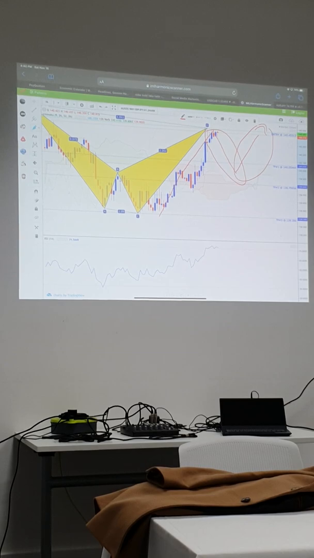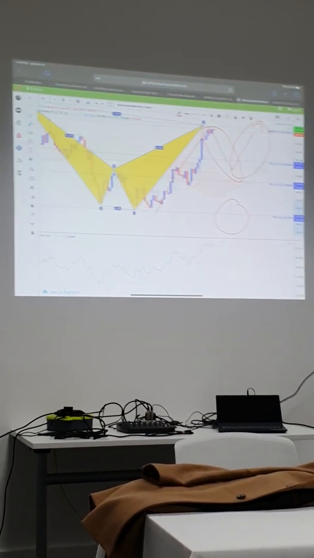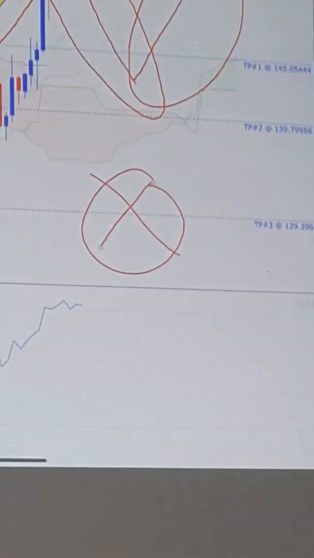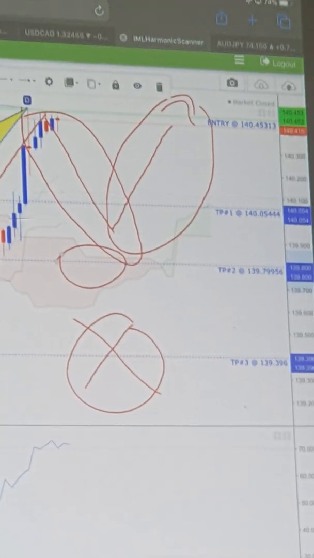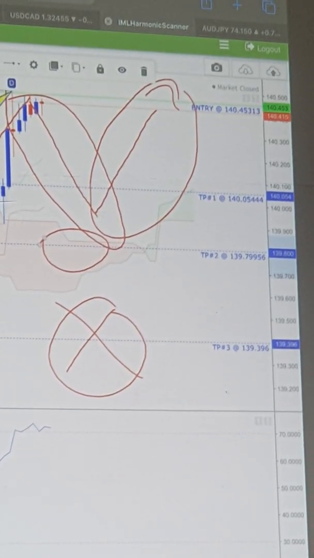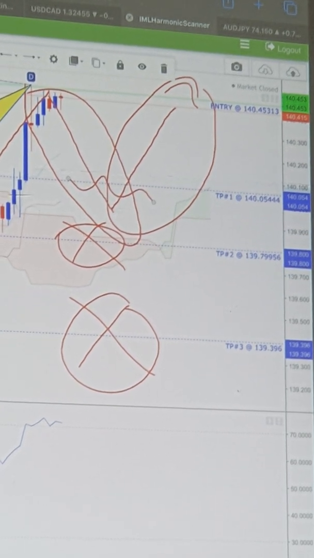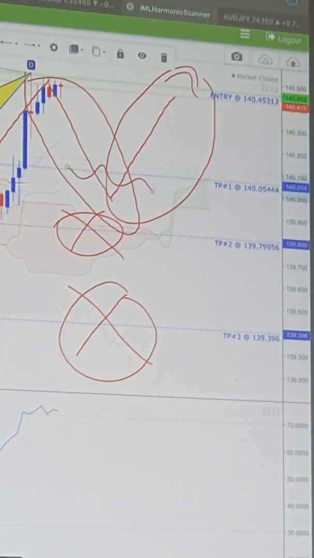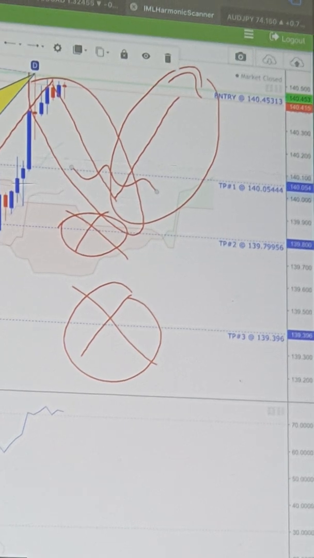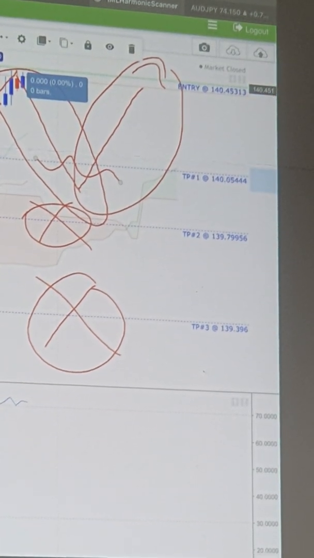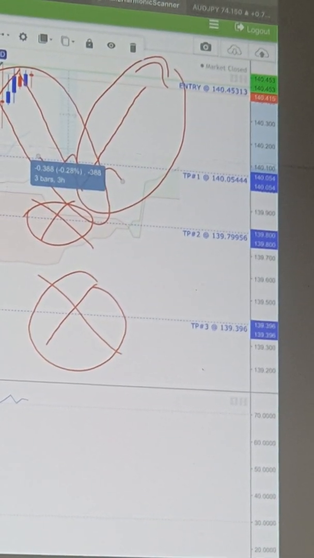So now my question is, would you go for TP3? No. Would you go for TP2? No. Why not? It's in the cloud. So what's your safest take profit? TP1. But then let's take it to another level. TP1 is how many pips? TP1 from that entry to here is 38 pips.